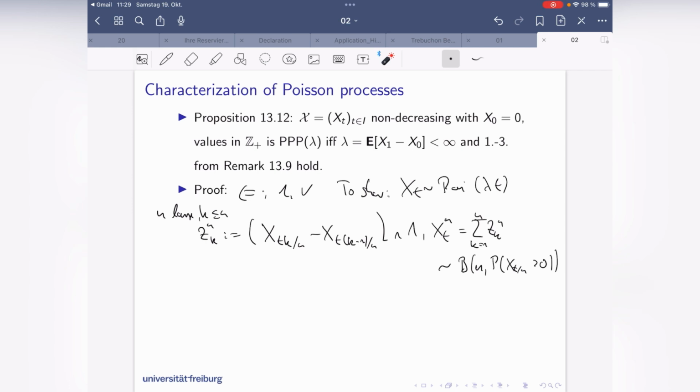Of course, in n, these things here are increasing, because X_t makes some events, and I only do not count one event if it's in the same interval t_k over n and t_{k-1} over n as another event, and that becomes rarer and rarer, with the effect that this here is increasing.